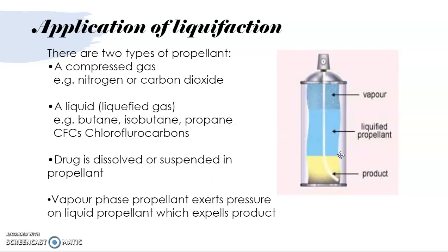Now the propellants can be of two types: a compressed gas, examples are nitrogen or carbon dioxide, and a liquid, that is liquefied gas, examples are butane, isobutane, propane, or CFCs, these are chlorofluorocarbons which were used initially, but there was concern with the use of CFCs that they deplete the ozone layer in the atmosphere. Hence, after 1980s, their use is completely banned, and now CFCs are not used as propellants.